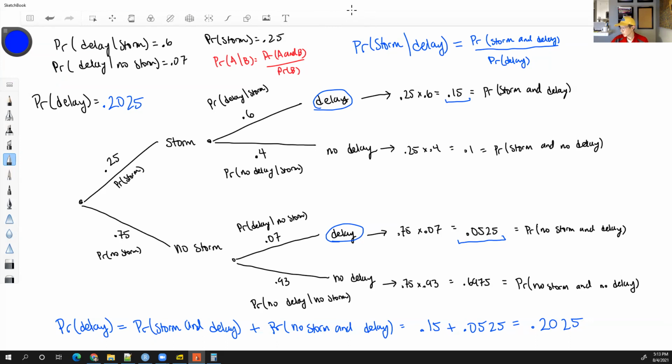Okay, so basically, once we know that the flight has been delayed, in the denominator we're going to put the probability of delay, which we calculated earlier. Our previous problem was, what's the probability of a delay? So we're going to put 0.2025 in the denominator. And what value goes in the numerator? Probability of a storm and delay, that's going to go in the numerator. So we're going to put 0.15 in the numerator.